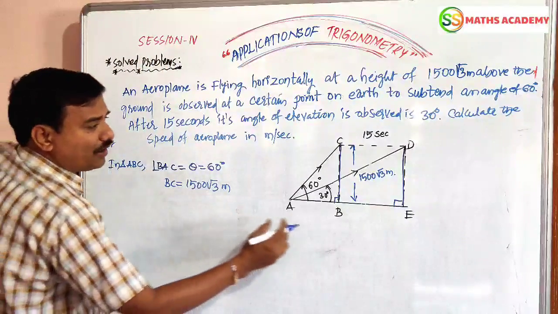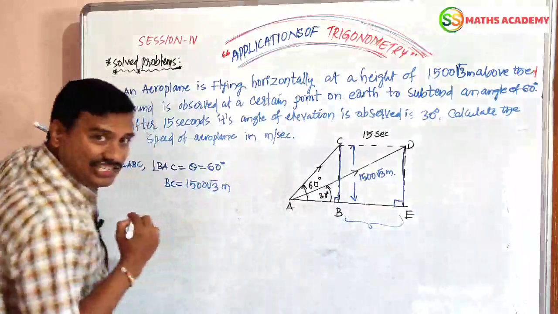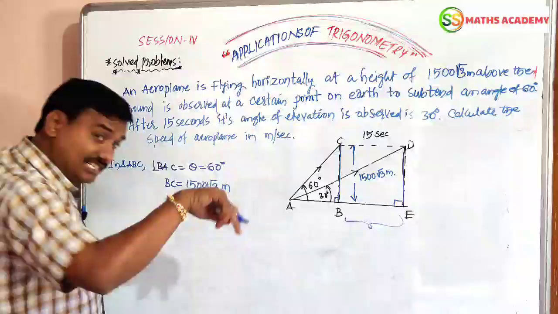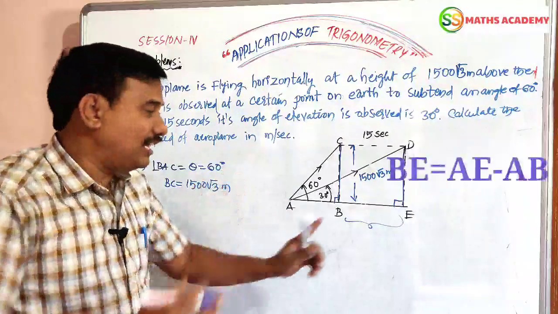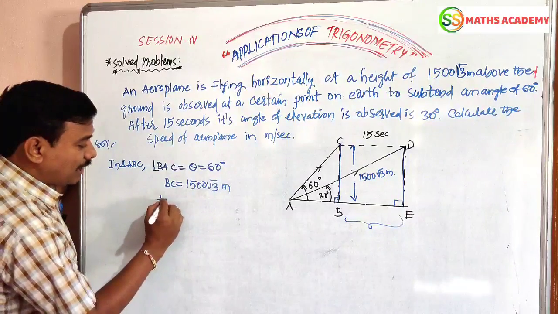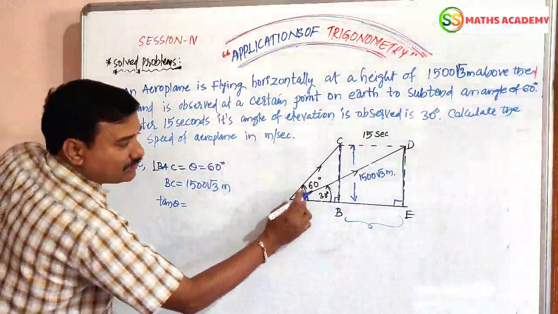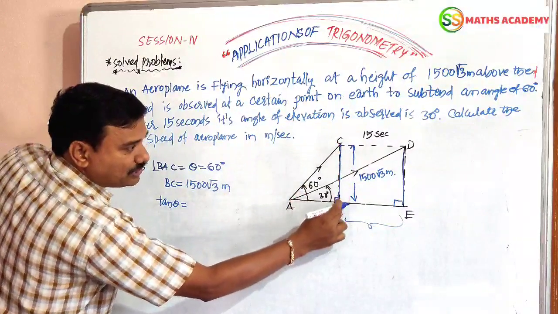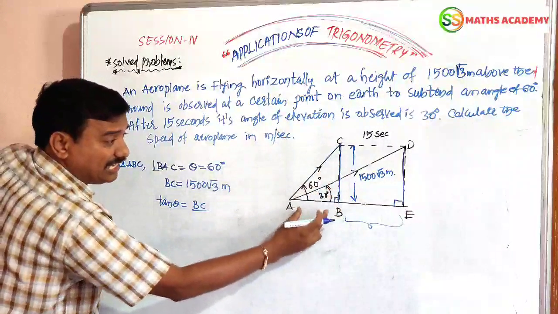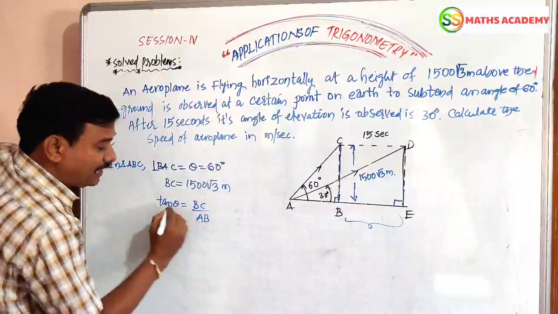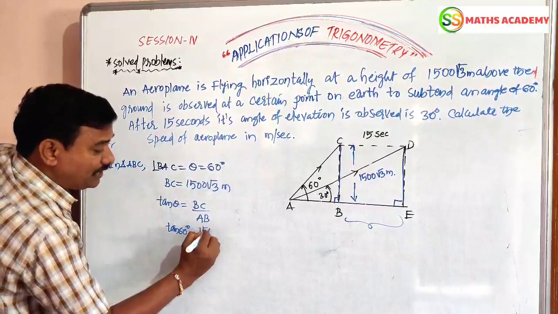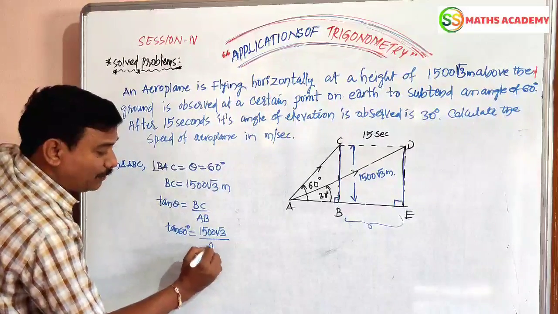Next, we have to find the distance AB and the distance AE, then subtract them to get the distance BE. Now I am applying tan theta. Here, for the 60 degree angle, the opposite side is BC and the adjacent side is AB, by the knowledge of trigonometry in a right angle triangle. Tan 60 degrees equals BC by AB, which is 1500 root 3 by AB.